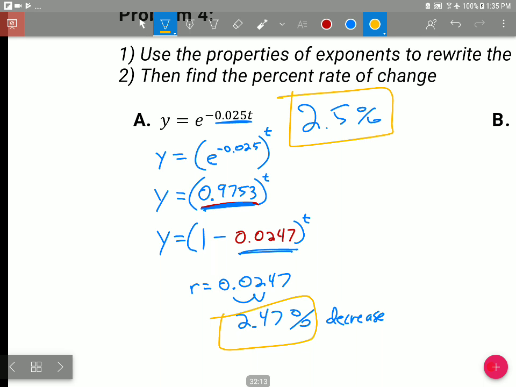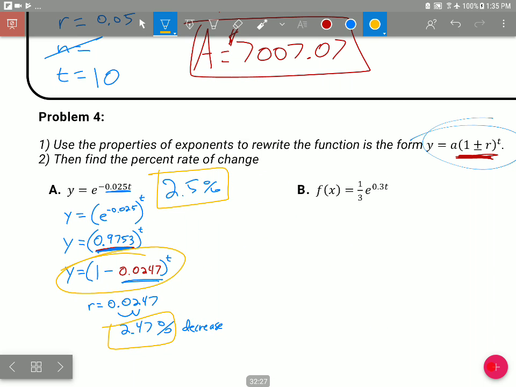Henry, what'd you ask? How did you get the second part after this? Yeah. How? I just shoved that in the calculator. E to the negative 0.025. After that. This? Yeah. Well, because we got to get it to a 1 plus or minus, I just did 1 minus this to find the difference. Does that make sense? Like 1 minus 0.9753. How do you know if it's minus or plus?